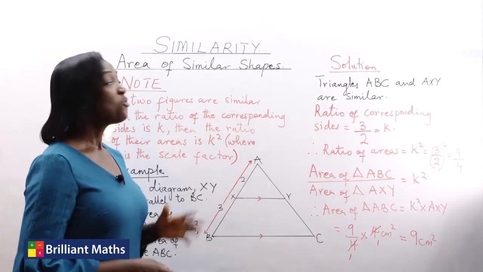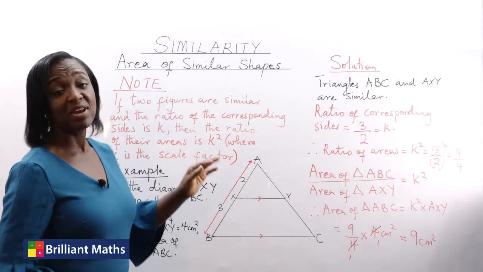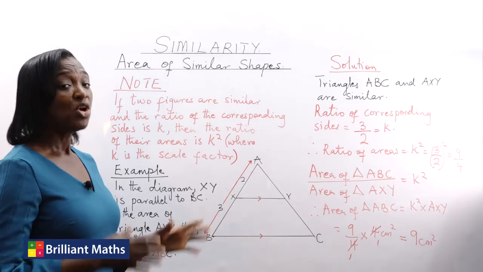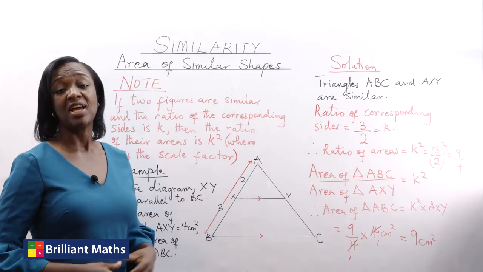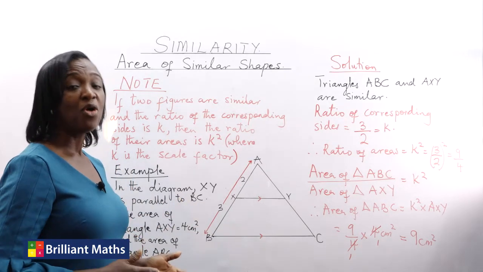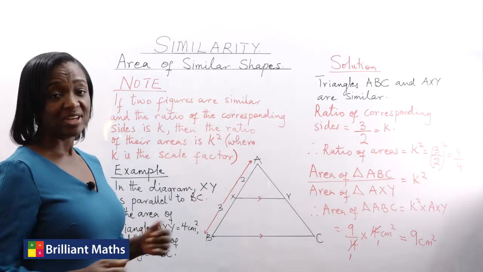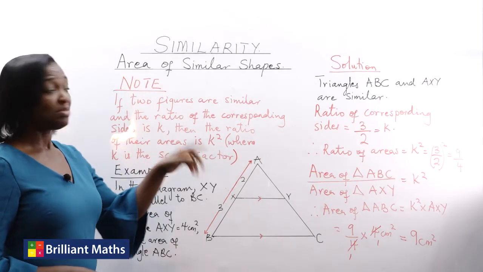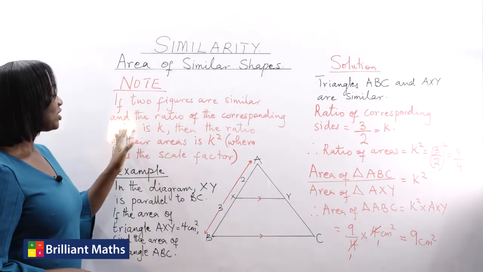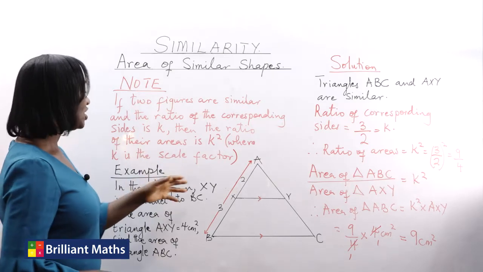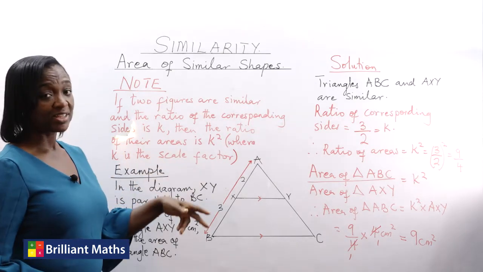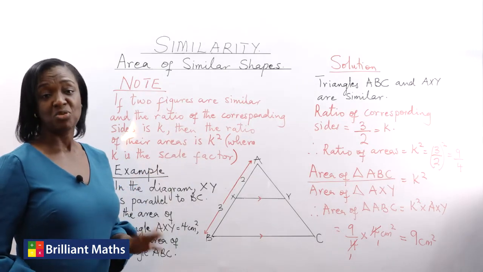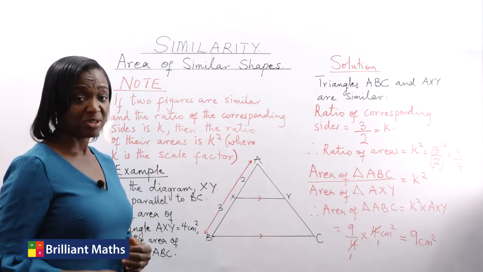In this lesson, we are looking at the area of similar shapes. We want to be able to find the area of similar shapes using the fact that we know that the shapes are similar and we know the ratio of their corresponding sides. But we should note that if two figures are similar and the ratio of the corresponding sides is k, which is the scale factor, then the ratio of their areas is k squared. That's k raised to the power 2.